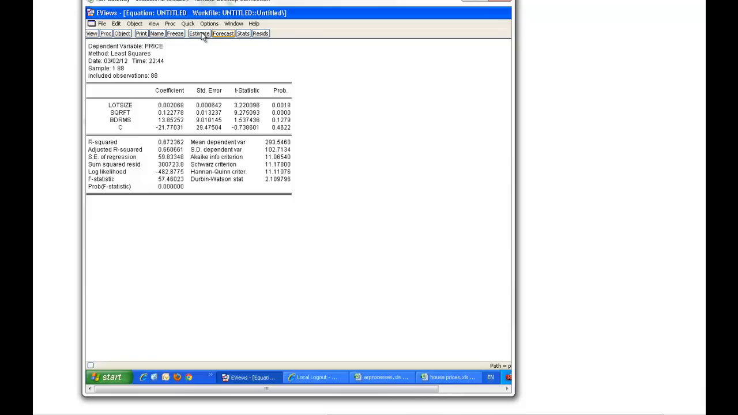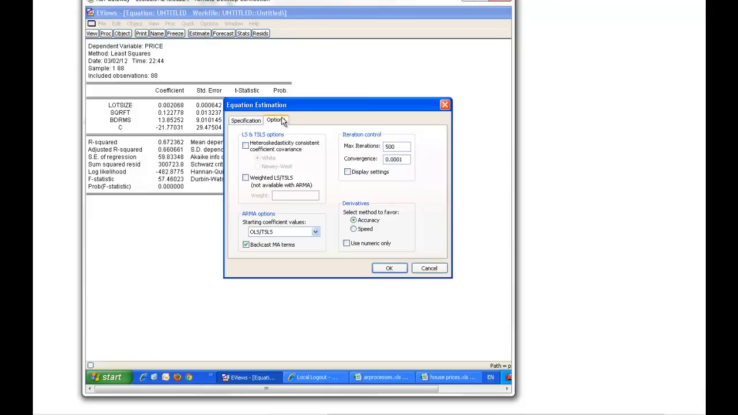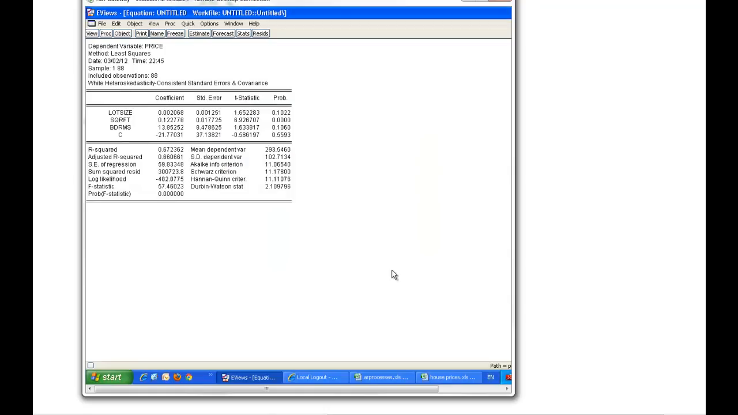So what we want is to go back to Estimate and go to Options, and here's an option, heteroscedasticity consistent coefficient covariance. If you click here, one of the options is White. In fact, we'll talk about the Newey-West later. So we'll just click OK here and you get new results. It turns out these coefficients are exactly the same as before, so the coefficient estimates haven't changed, but these standard errors now have changed. These are now the White standard errors.